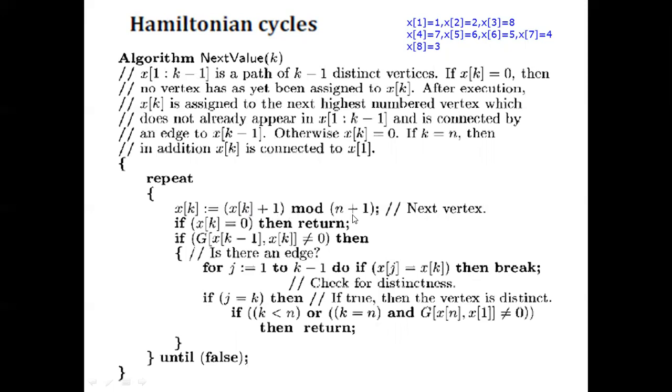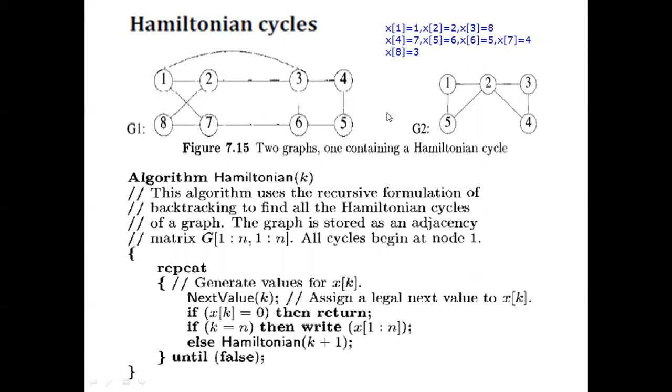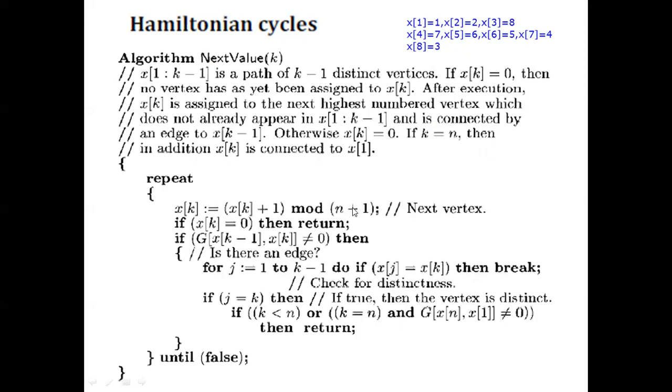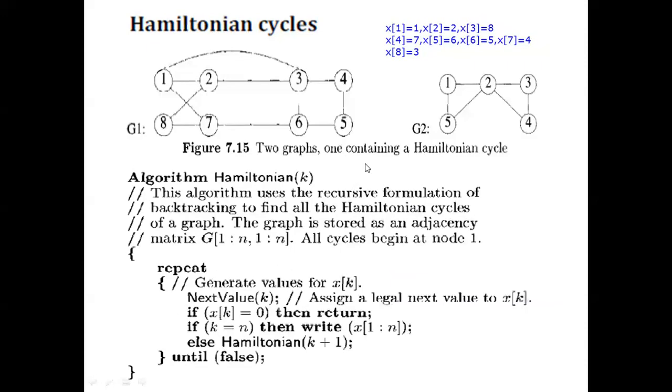Mod n plus 1. What is n? The total number of vertices. How many vertices totally? 8. That means 8 plus 1 is 9. That means x of 0 is 0, 0 plus 1 is 1, 1 mod 9. What is the answer? It will be 1. X of 1, it is going to store. Now x of k is 0. Sometimes after calculating, this is going to become 0. Then it returns. Return means go back to the previous one. That means we will come back to here, right?